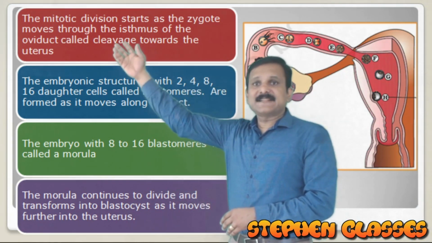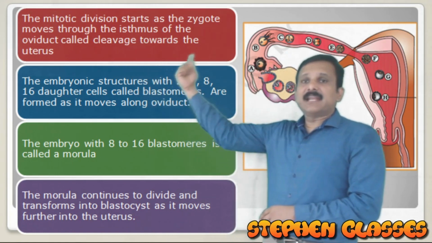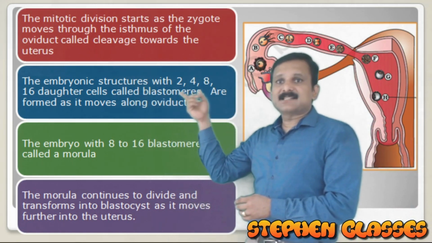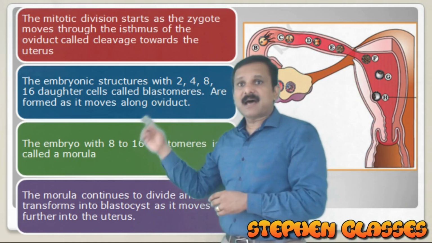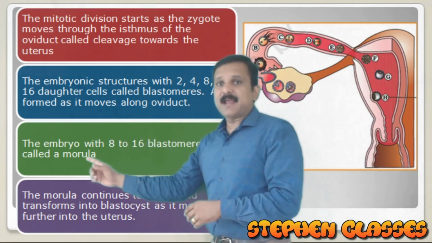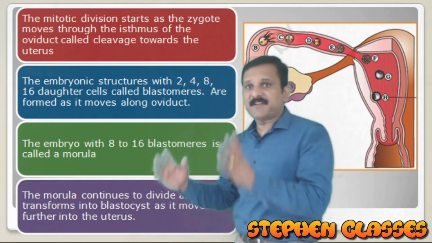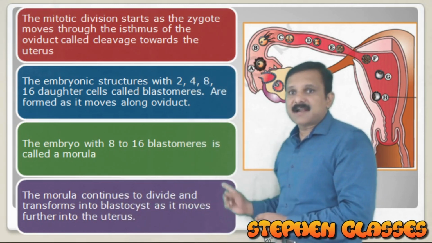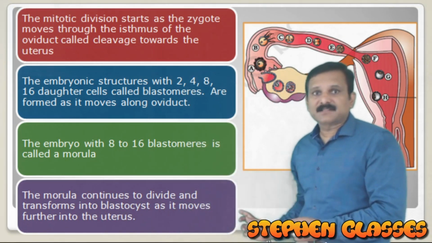The mitotic division, called cleavage, starts as the zygote moves through the isthmus of the oviduct, and it will proceed towards the uterus. The embryonic structures, 2 cell stage, 4 cell stage or 8 cell stage, these cells are called blastomeres, and they are formed as it moves along the oviduct. And the embryo with 8 or 16 blastomeres, we call it the morula. So I am repeating everything. Now morula continues to divide and transform into a blastocyst, and the blastocyst moves further into the uterus.